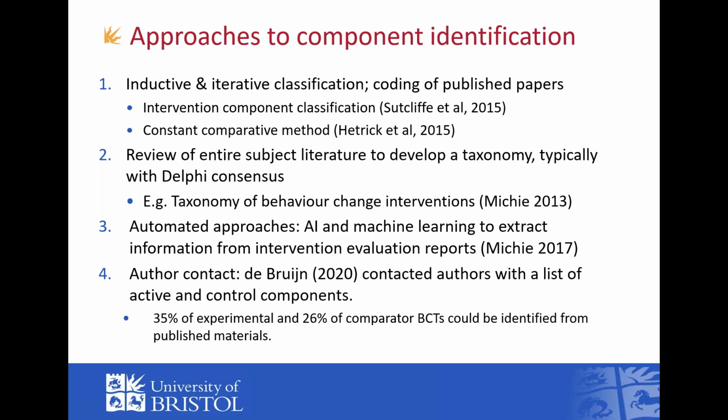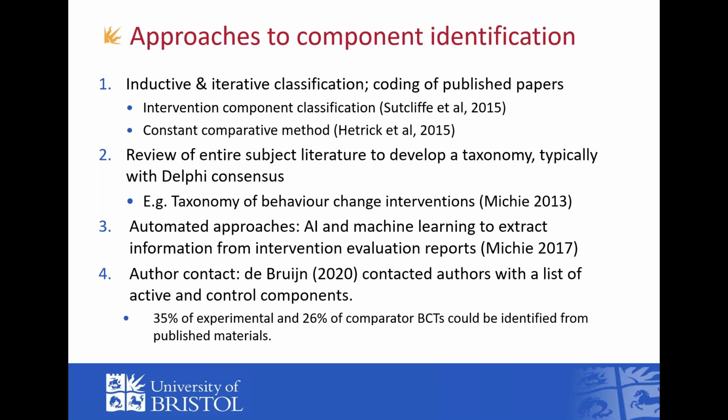Unfortunately, the state of development of the field is such that these off-the-shelf classifications of components, or taxonomies of components, may not exist, or they might not be relevant for the question that you're asking in your review. So to date, components are typically identified as part of the review process.